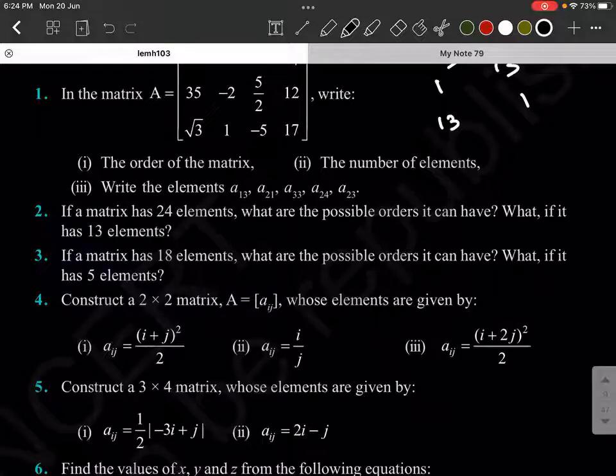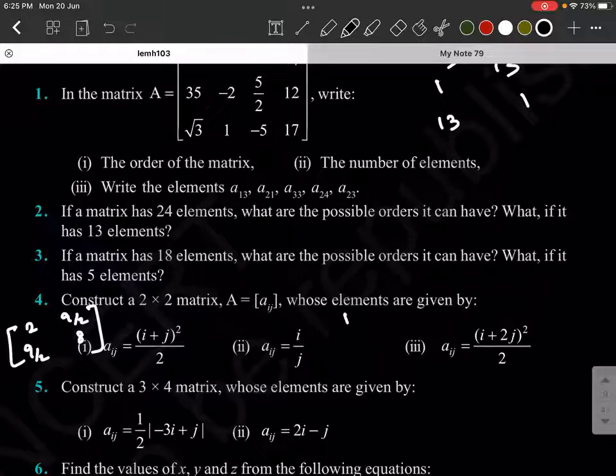So what is the answer for the first one? 2, 9 by 2, 9 by 2, 8. So the answer for this will be 2, 9 by 2, 9 by 2, 8. What is Aij is equal to i by j?